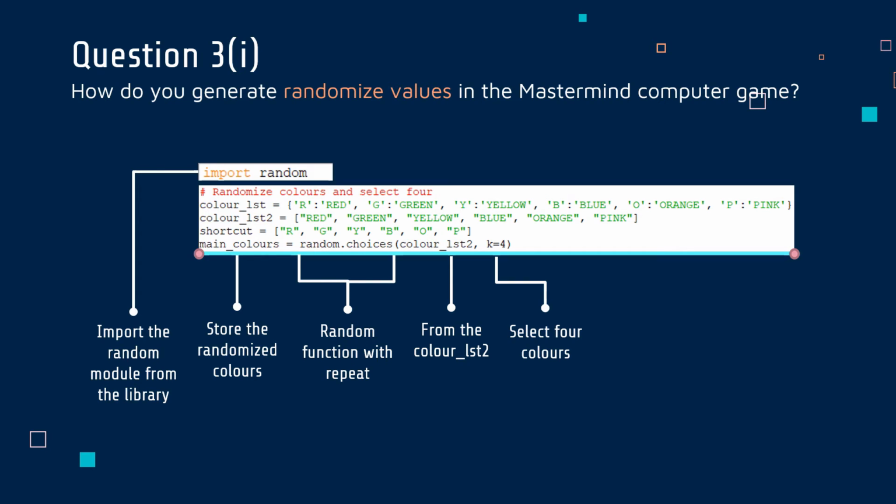So how are randomized values generated in this Mastermind game? Well, firstly, we imported the random module from the library, and then we used the random function, random.choice. This function randomizes the values and includes repeated values. Then next, we choose the values from color list 2, and out of this, we select 4 colors. And then to store the randomized values, we store them in main colors.